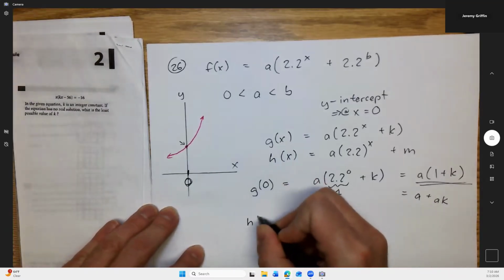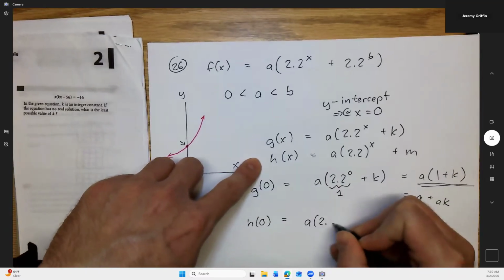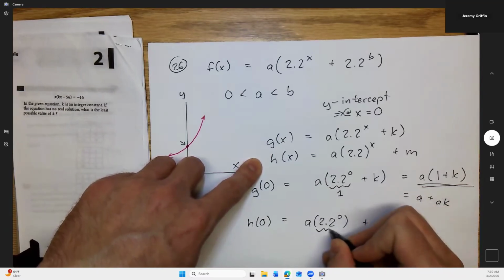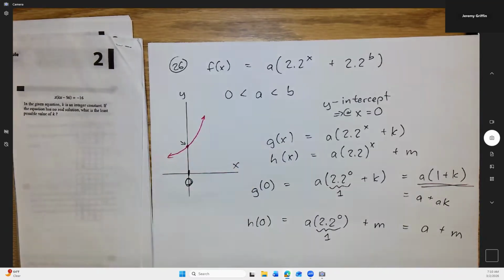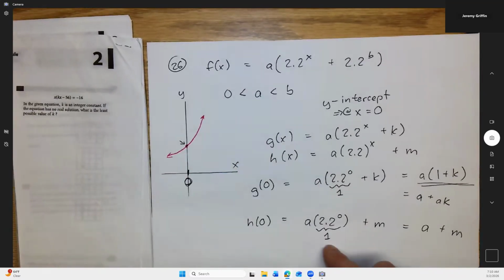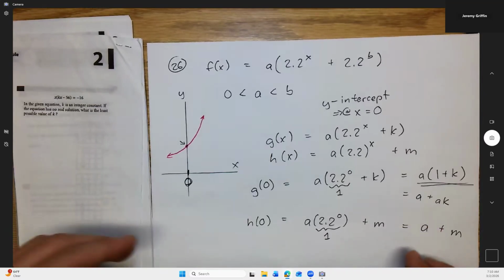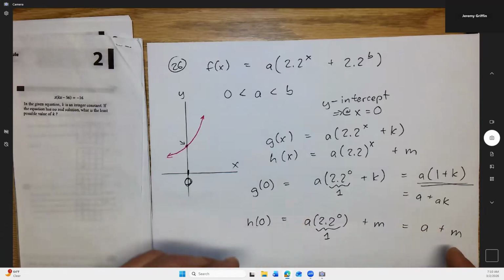How about h of 0? H of 0, what is that? That's a times 2.2 to the power of 0, and then separate from that plus m. Again, 2.2 to the 0 is 1. So this whole thing comes out to a plus m. Now, if you thought the power of 0 was 0, or if that flashed in your mind, then you'd say, oh, it looks like the y-intercept is just at m, and that would have been the answer. Or if this somehow zeroed out by some other means, and you just got y is equal to m, then that would have been what they're looking for.